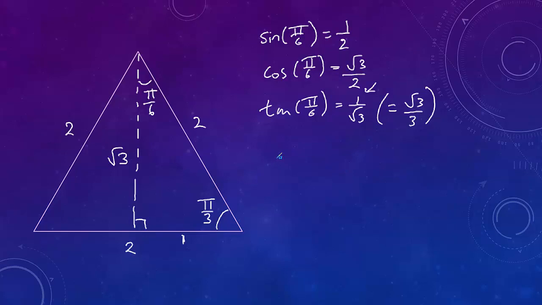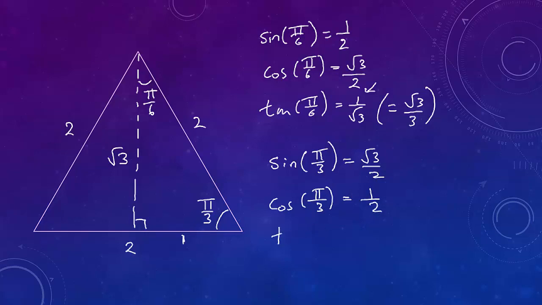Now let's think about the pi by 3. The sine of pi by 3, for this angle, this one now is the opposite, so that's root 3 over 2. The cosine of pi by 3, adjacent over hypotenuse, that one is a half, and the tangent of pi by 3 is opposite over adjacent, so root 3 over 1, which is just root 3. It's really, really important that you learn all of these standard angles.